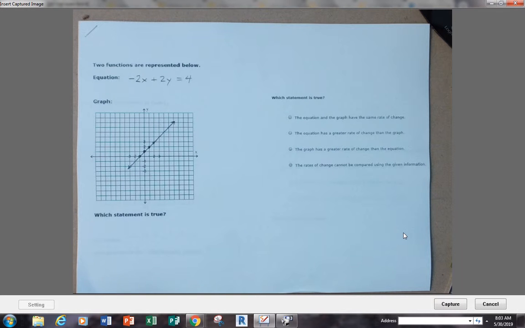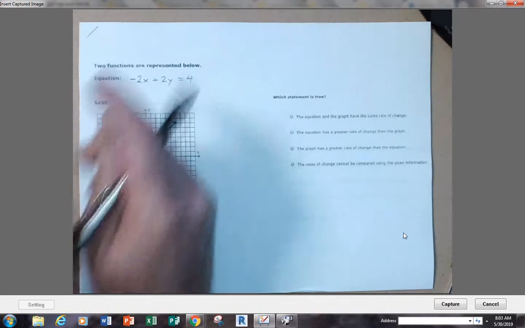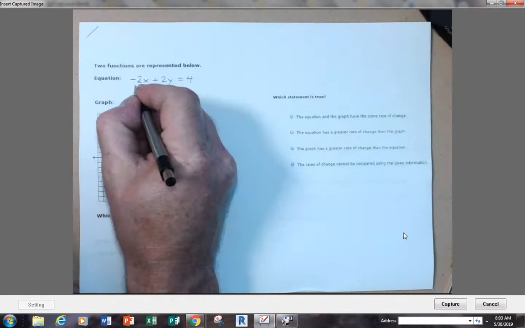Alright, here we go. I'm going to do the key for today's set of problems. So here we go. First one, I'm going to solve this for y. I know it's a little difficult, but I have faith in you. So I'm going to add 2x to both sides.